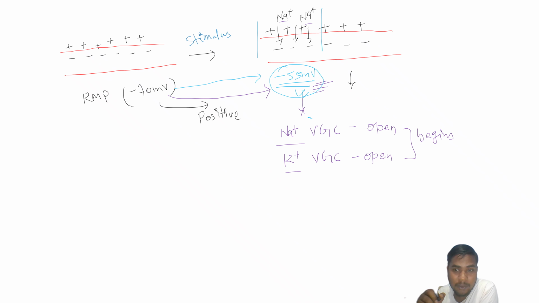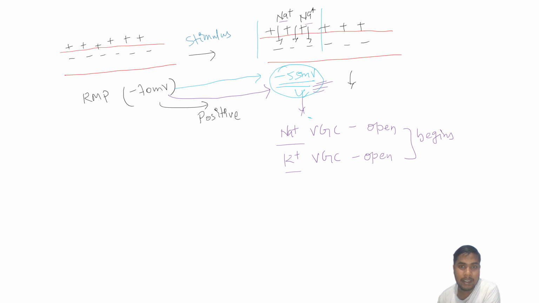That's why only those stimuli are effective which initiate this process of opening of sodium and potassium voltage gated channels, and that's why it is called all or none. So now let's take the situation when the membrane potential reaches the threshold, that is minus 55 millivolts.